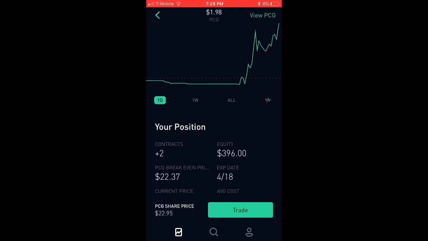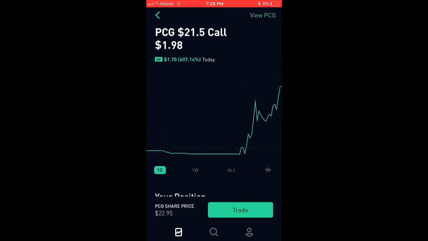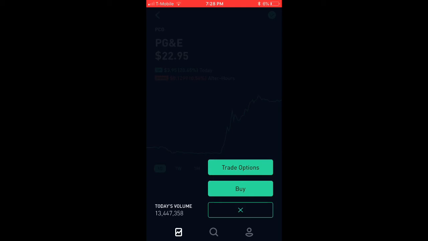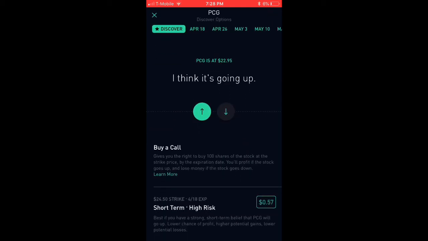Right now I'm showing you guys, whenever you're holding an option, you can always see what your position is, what your current price is, and what your average cost is, basically when you bought in. It keeps you informed on what you're actually doing. So let's go into the option now. Whenever you want to trade an option, you're always going to go into the stock, view it, and then trade options.